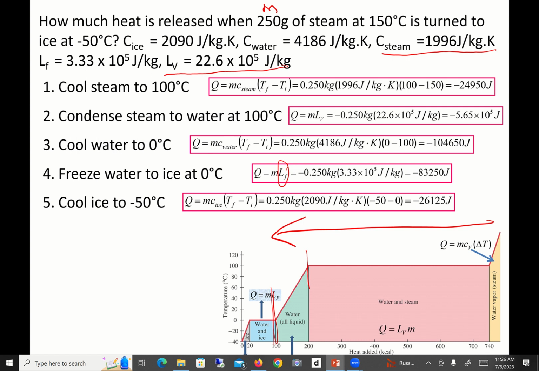So if I want to find the total amount of heat that's released, I'm going to add up all those numbers. I get a very large number, which is about 800,000 joules of heat that's released. And again, you should be able to do parts of this. You know, if I asked you if you started with, I don't know, melting ice and you went up to steam, you should be able to do parts of these kind of calculations.